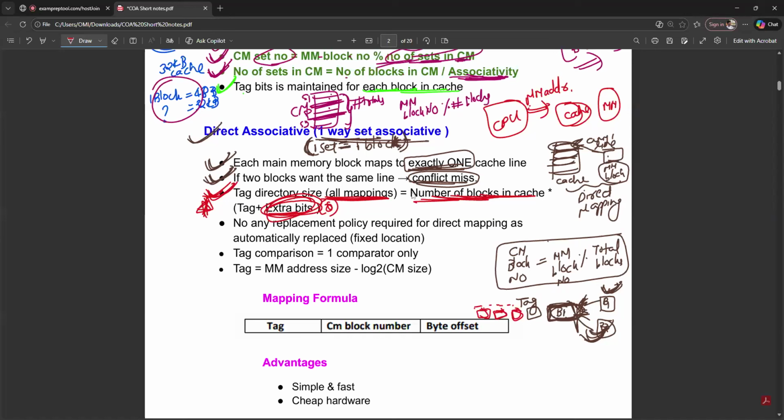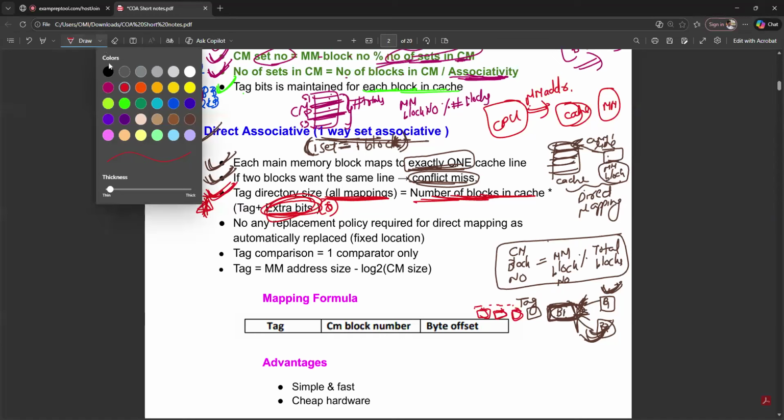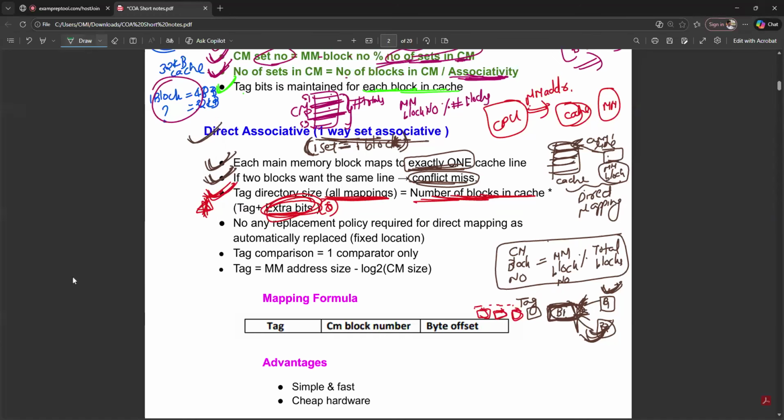Okay, please take care of this one. Now, my next point. No replacement policy is required for direct mapping, as it is automatically replaced. Right. Please take care of this point. There is no replacement policy.